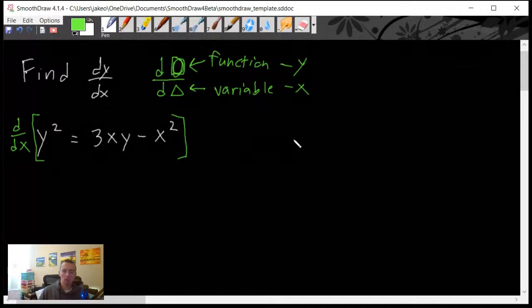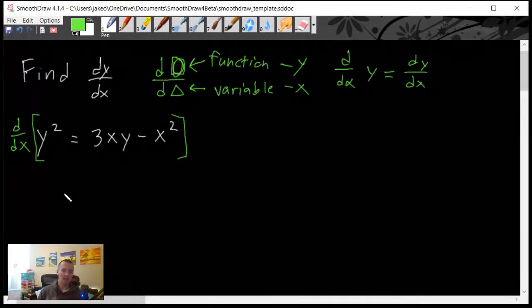So what you'll run into is whenever you're taking the derivative with respect to x of y, or whenever you're taking the derivative with respect to your variable of your function, you're not going to be able to actually find that derivative. Instead, you're just going to write that as dy/dx, which literally just means the derivative of y with respect to x. So as we go through this now, let's keep that in mind.